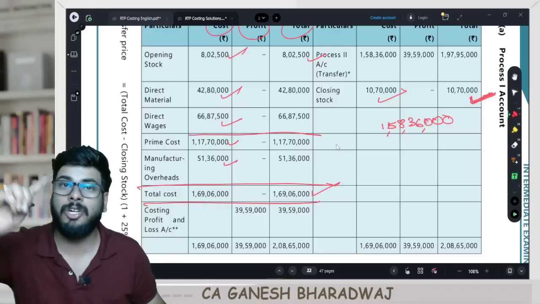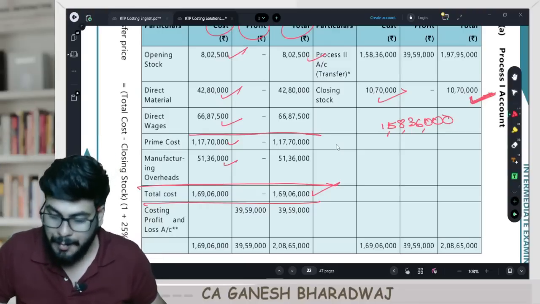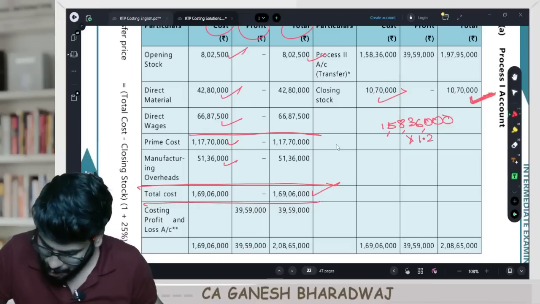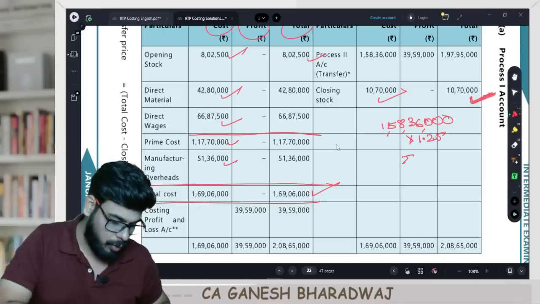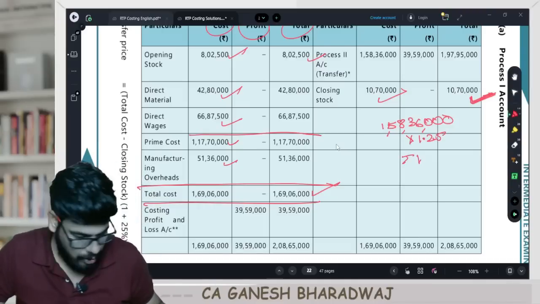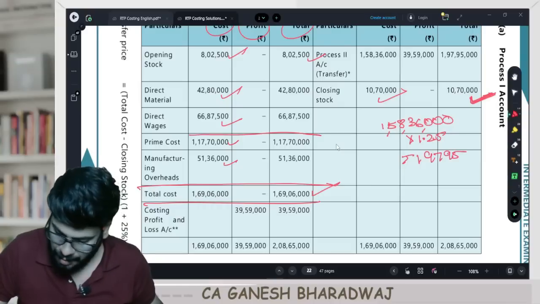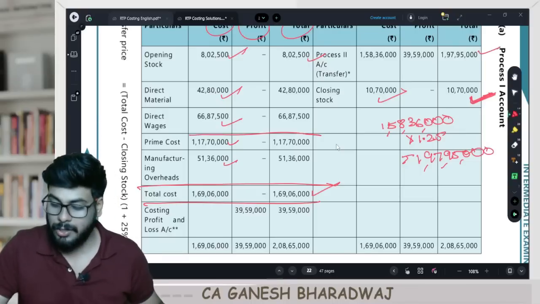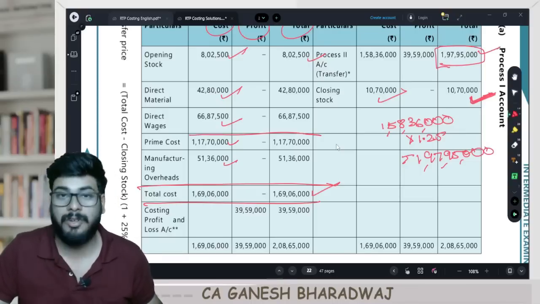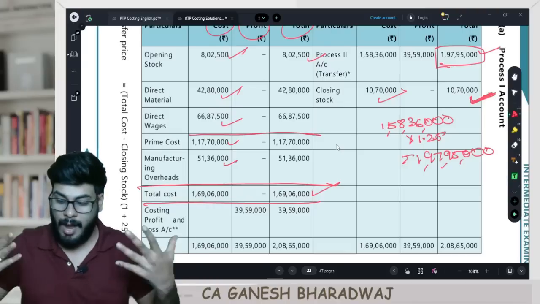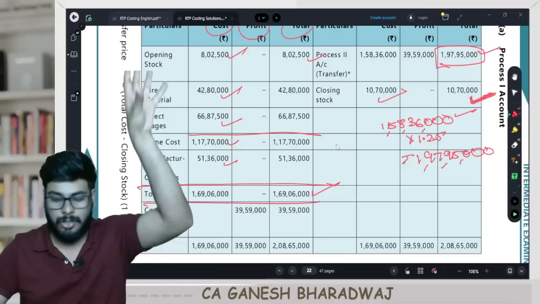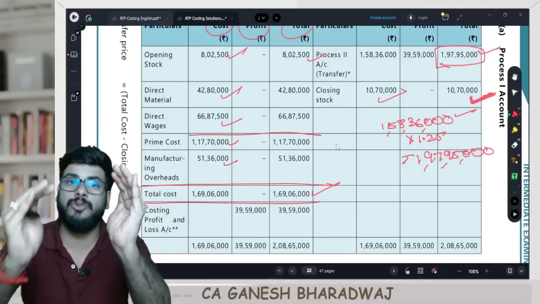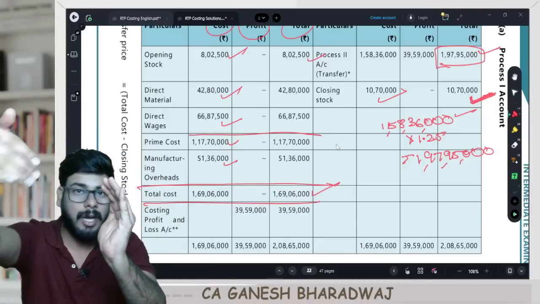But wait, I am not going to transfer this at cost. I will be adding a markup of 25% on cost. So into 1.25 you do, how much you get? Into 1.25 you get 197,95,000. Are you clear with this? That is going to be the total value of transfer price. This is a figure that you arrive at. So the total cost minus value of closing stock, you remove. This is the value of goods that you are going to transfer to the next process.